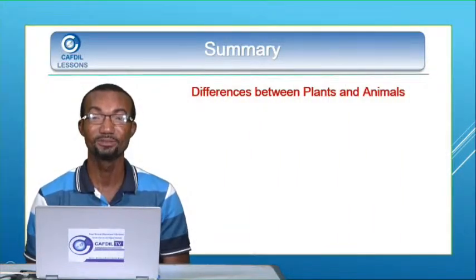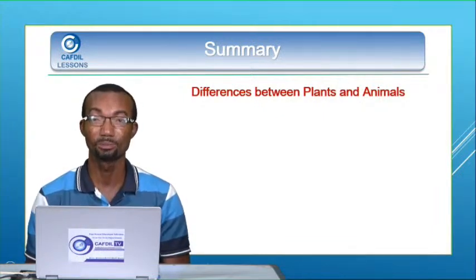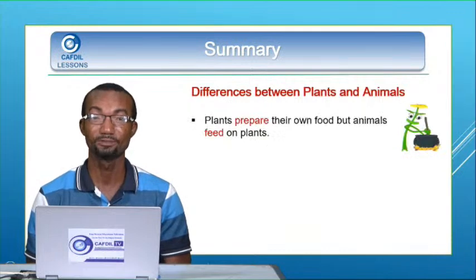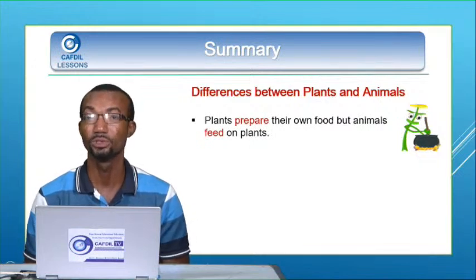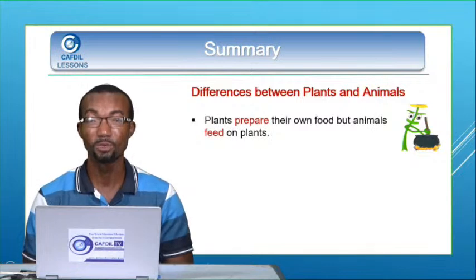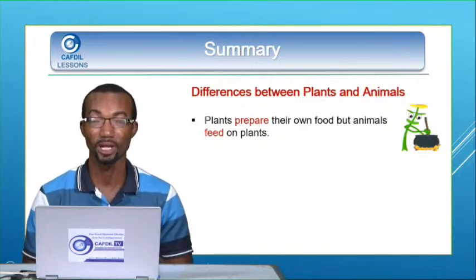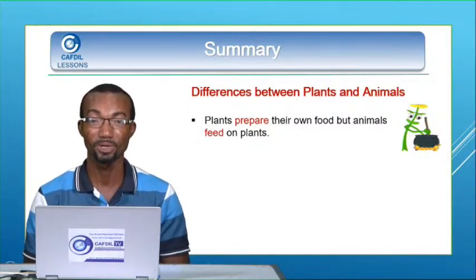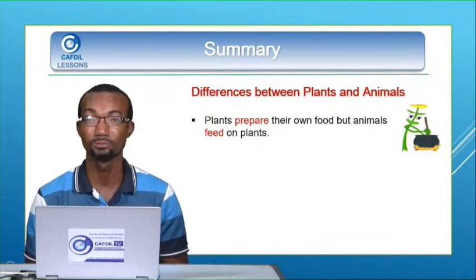We also looked at differences between plants and animals. And the first difference was plants prepare their own food, but animals feed on plants. Plants are able to prepare their own food, but animals feed on plants. We human beings also feed on plants.